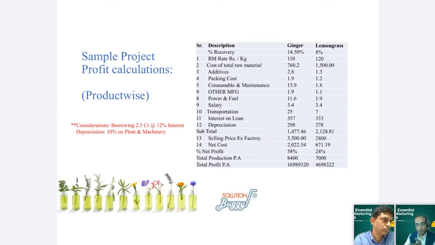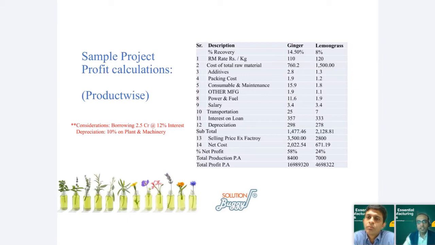Then coming to the other process parts: additives, packaging cost, consumables and maintenance, other manufacturing cost, power and fuel, manpower and salaries, transportation, and the loan. The loan considered here is around 2.5 cr, in general, where we are targeting an SME industry, with a 12% interest. The interest on loan for each 28 kg product manufacturing goes around 357 rupees on a single kg or liter of product, and depreciation of machinery, of total investment machines of 1.5 to 1.7 cr, will be 298 rupees.